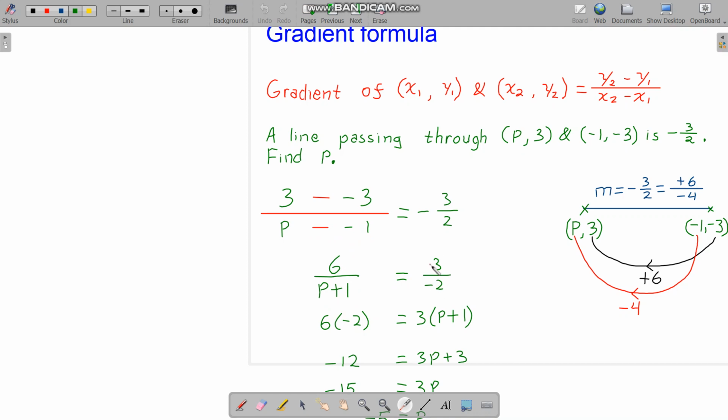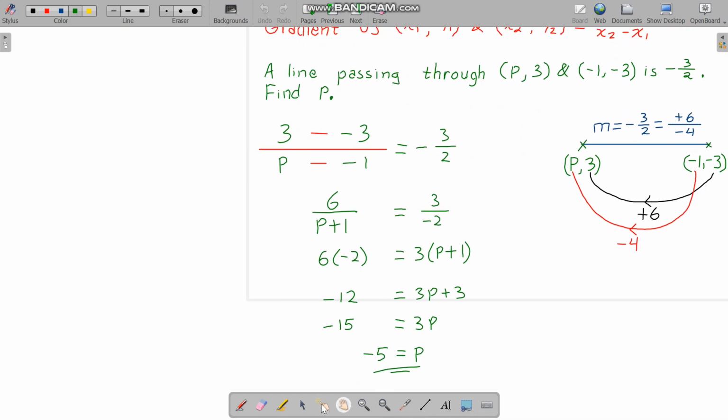It's supposed to be equal to minus 3 over 2, which is the same as 3 divided by minus 2, or minus 3 over 2, up to you. And now we cross multiply, so we do 6 times minus 2 equals 3 times (P plus 1). 6 times minus 2 is minus 12, and we have to do the rainbow multiplication here, but we expand. 3 times P is 3P, 3 times 1 is 3, so don't forget to multiply 3 and 1. Now we can subtract 3 from both sides, and we divide both sides by 3, we get the value of P.